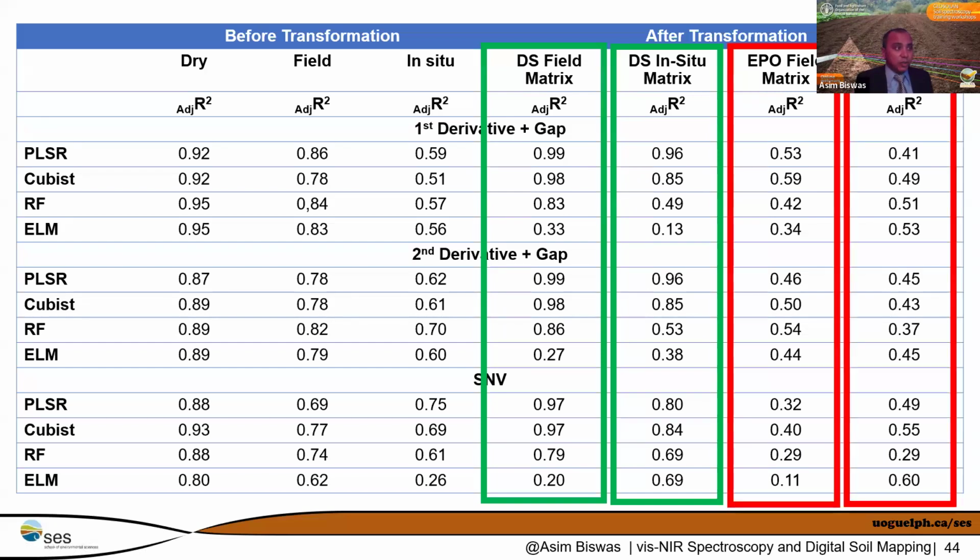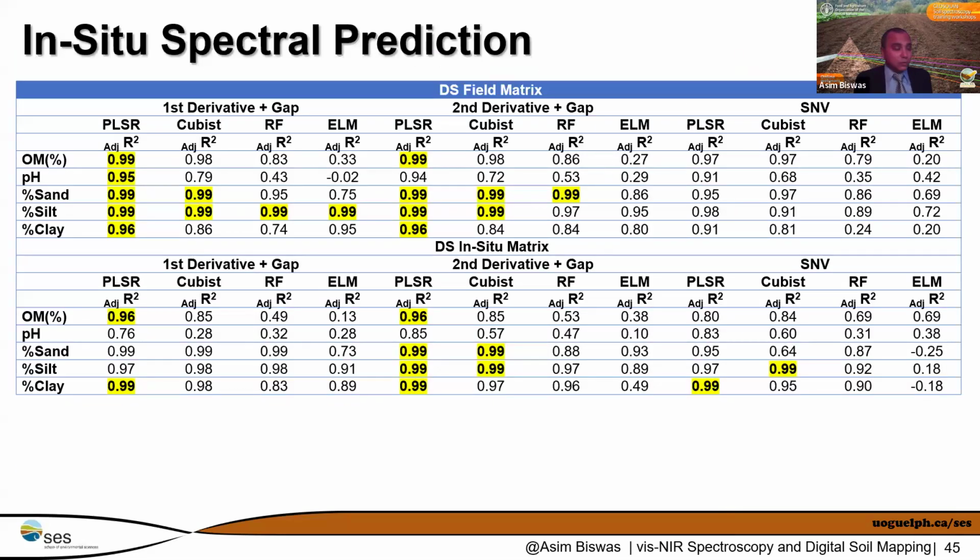Compared to our EPO matrix, DS showed the best performance, and DS showed that performance both in our field matrix and in situ matrix. We did not see a lot of improvement in this case as well. That means, if we go from field to in situ, can it add that value or not? We have been asking that question as well, and I think we'll talk about it a little bit more.